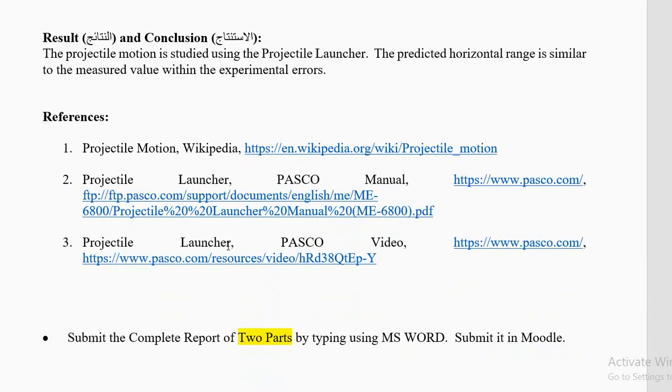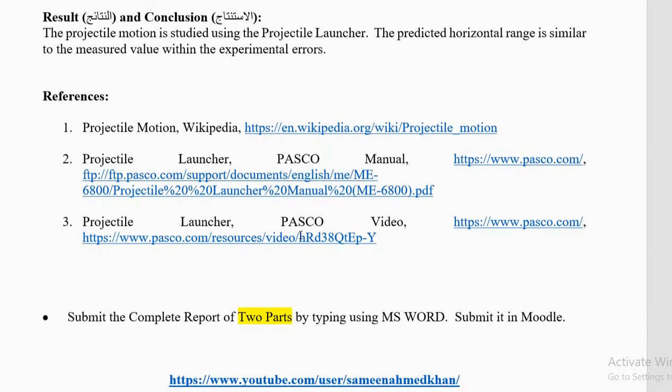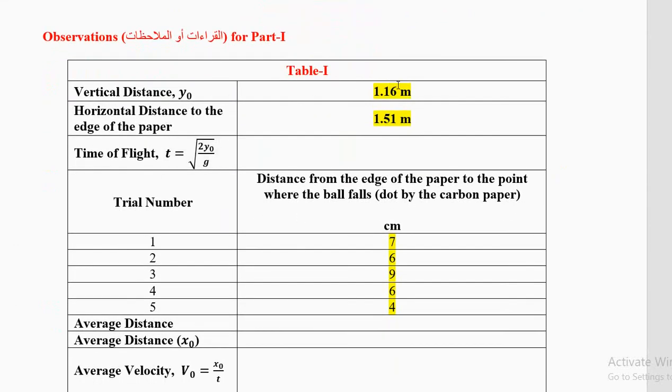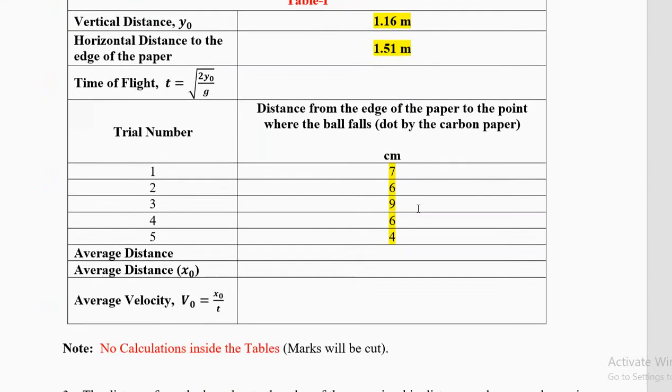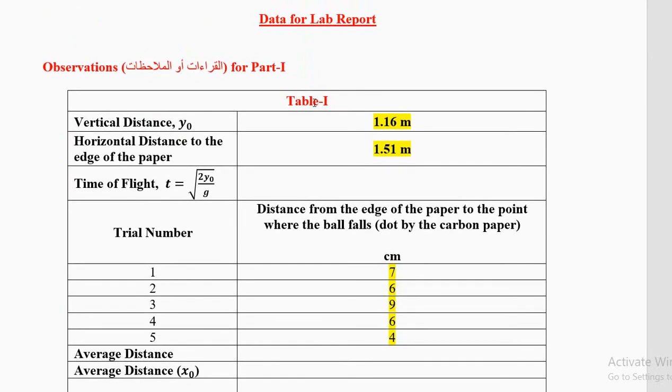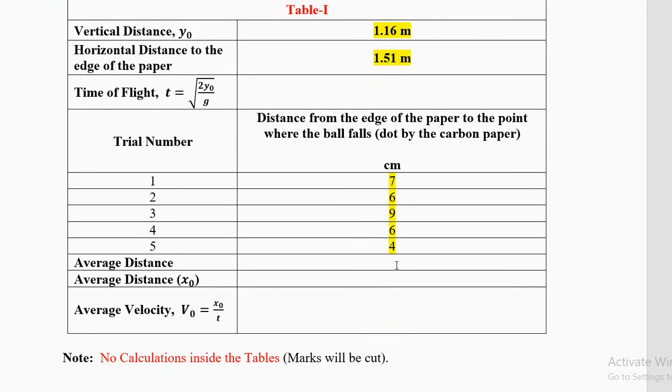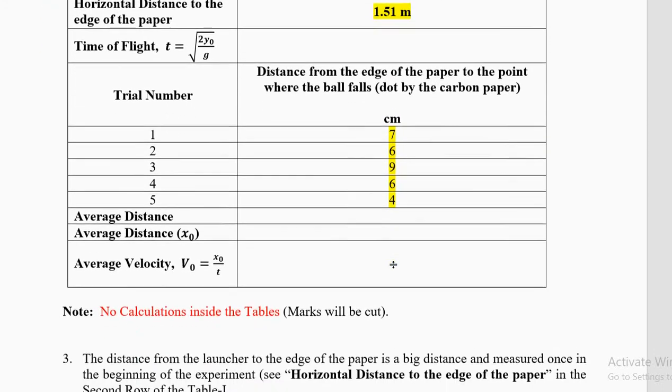Now these are the references. Please look at these websites and videos. And this is it. Now what about your lab report? The lab report will be like this. We'll give you this distance and this distance. Do this calculation. Just that this is the table 1 of part 1. Part 1 has table 1, part 2 has table 2. Now do these calculations just like the table which you have seen and submit it.